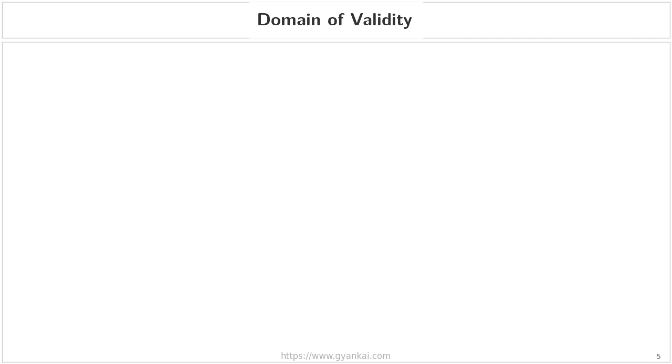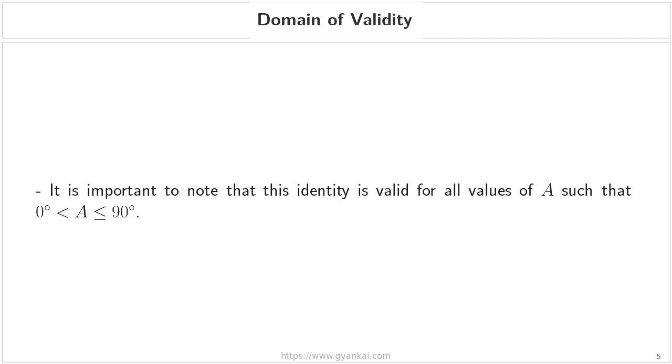Now, before we move on to see how this identity is used in real-world engineering, we must discuss its domain of validity. This is just a mathematical way of asking, are there any angles where this formula actually breaks down? As you can see on the slide, this identity is valid for all values of angle A, as long as angle A is greater than 0 degrees and less than or equal to 90 degrees.